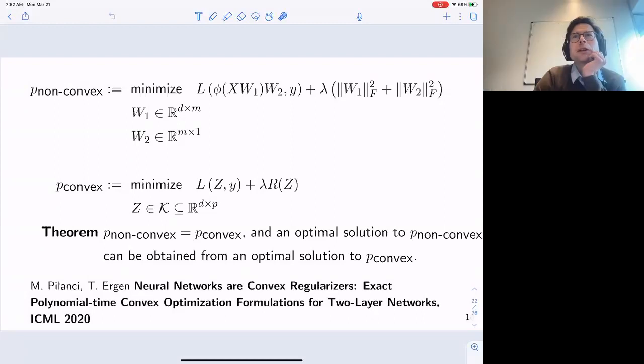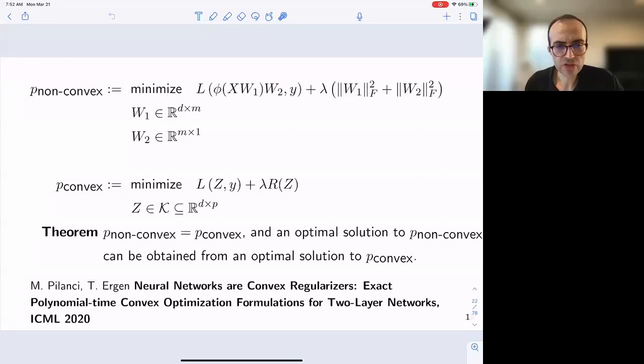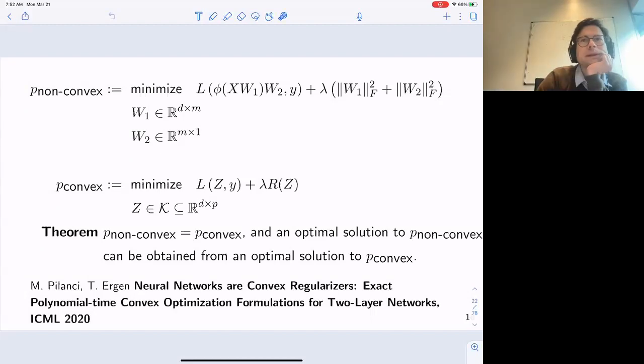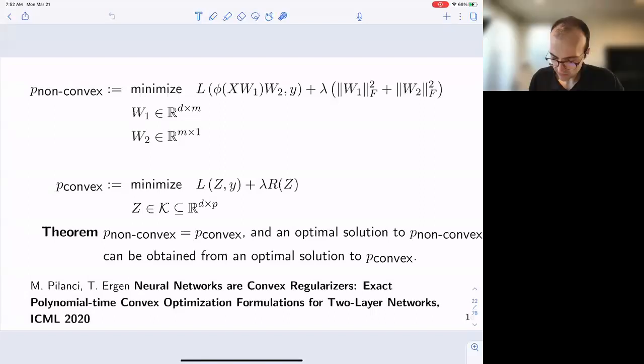May I ask about this formulation? What would be the space of matrices associated? What is the K? Oh, okay, I will show. Yeah, I will show all of them in the next couple of slides. Okay. Any other questions? Okay, good. Let's go ahead.